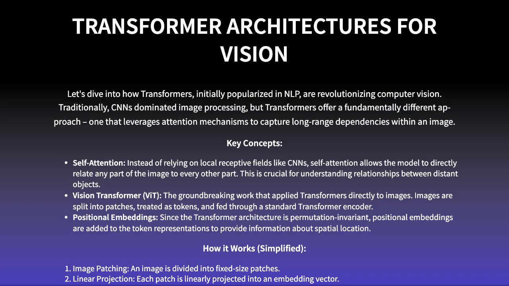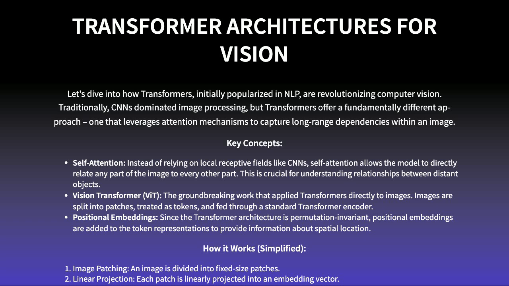Okay, so we're shifting gears and looking at how transformers are changing computer vision. For a long time, CNN were king, but they struggled with understanding relationships between distant objects in an image. Transformers solve this problem by using something called self-attention. Think of it like this: instead of just looking at its immediate neighbors, the model can directly compare any part of the image to every other part. This is a huge leap forward.